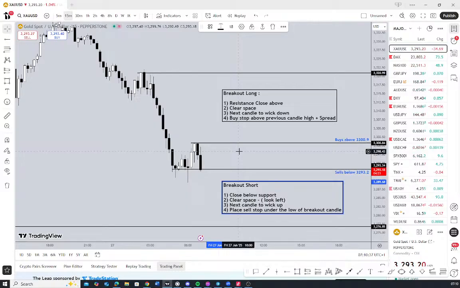Do you prefer drawing your SNR at the open and close instead of the wick? Yeah, I do, because the wick is just the range that the market has moved into. The time frame is the 15-minute right now on gold. We're waiting for it to move higher and lower, either break and close below or break and close above.